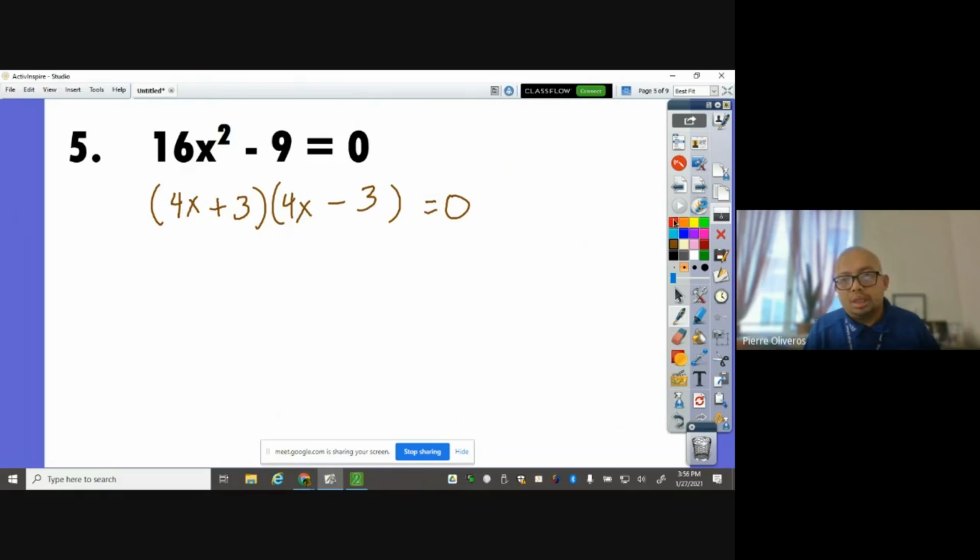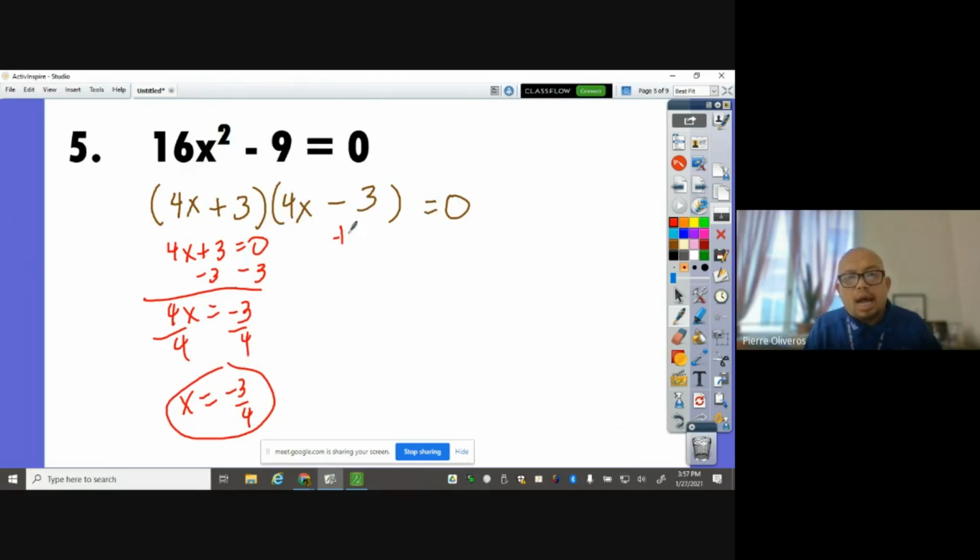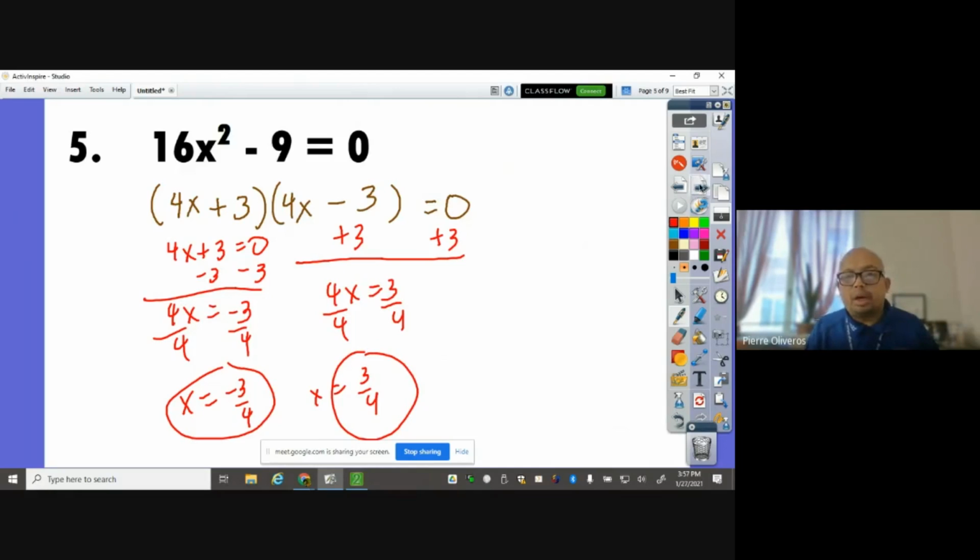Okay, and set it equal to 0. 4x plus 3 is equal to 0. So for the x, minus 3 there, minus 3. 4x equal to negative 3, divided by 4, divided by 4. X equal to negative 3/4. Add 3 here, add 3 there. That will give us 4x equal to 3. Divide by 4 again, divide by 4. X equal to positive 3/4. And those are your x values.